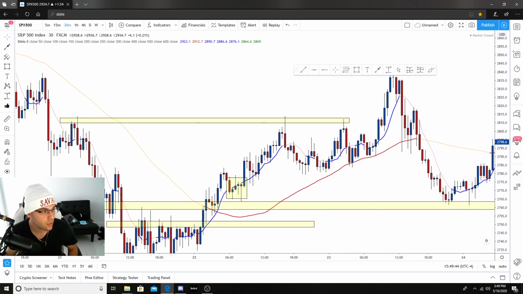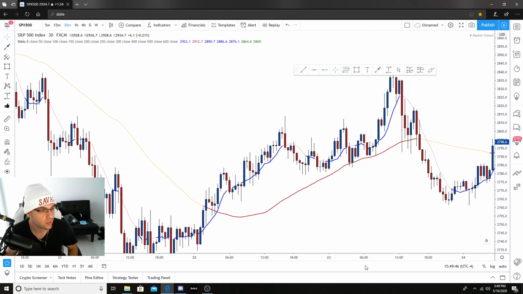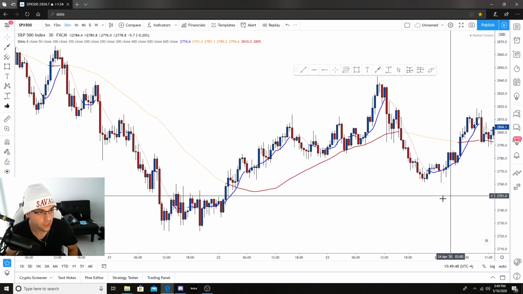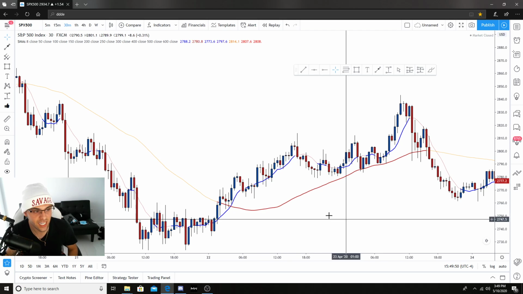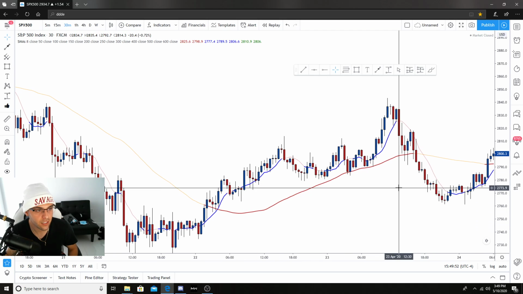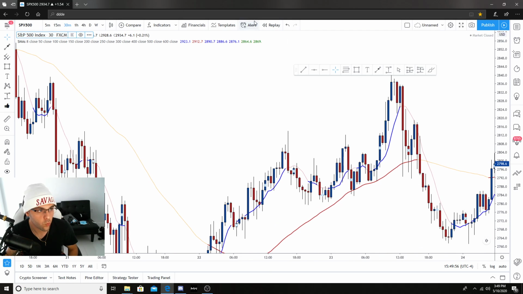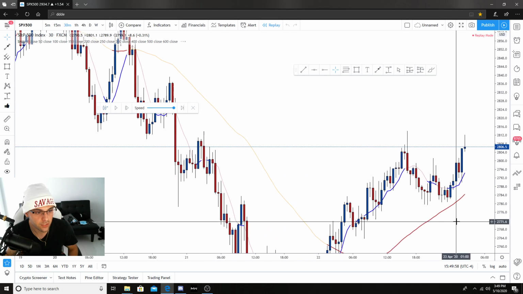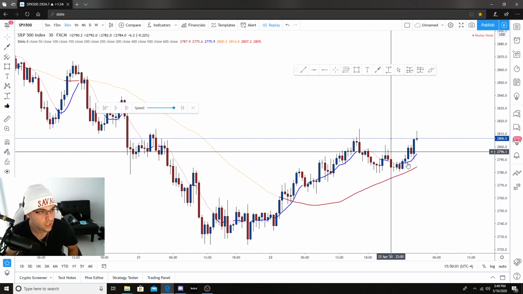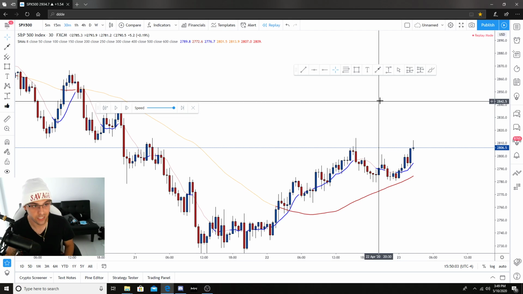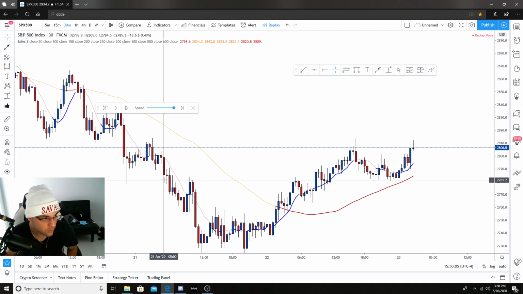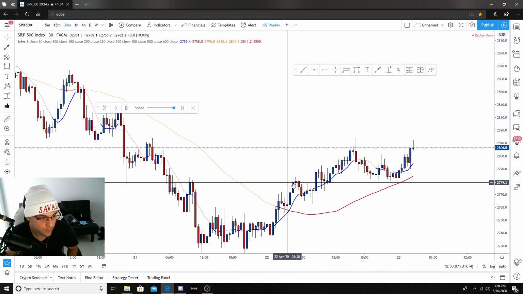So let's erase all of that right here. Now look at this. This looks kind of choppy, right? But remember, guys, we're always looking for those wick rejections. In this situation, remember, we're always looking left. So what do we have here? This was another previous level of resistance that we did break through.